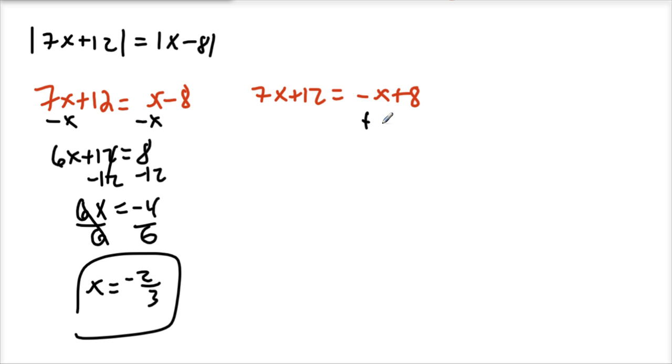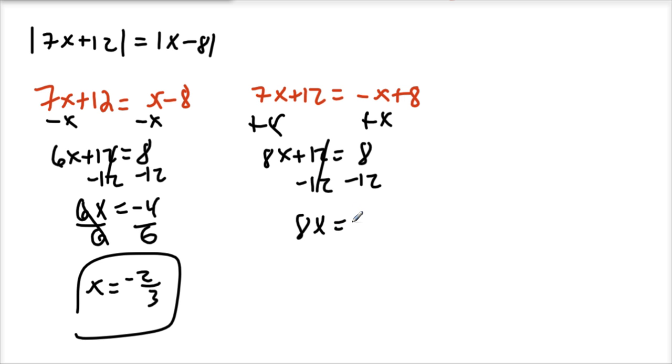Cool, let me do the same thing over here. So I'll add x, so 8x plus 12 equals 8. Then I'm going to subtract 12, so 8x equals negative 4. And divide by 8, so x equals negative 1/2.